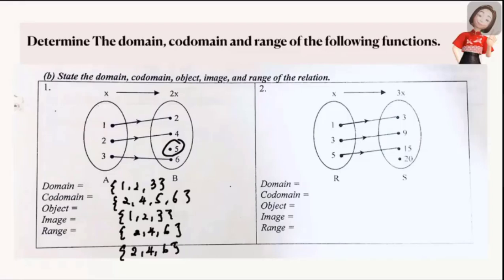Please give me your answers. Yes, okay. So what's the answer for the domain? You can type at the chat. What's the domain? Okay, 135. You good? So I believe all of you can differentiate what is domain, what is codomain. So for this one, codomain is what? 3, 9, 15, and 20. Right? So object, same thing, 135. Object 135. Image 3, 9, 15.